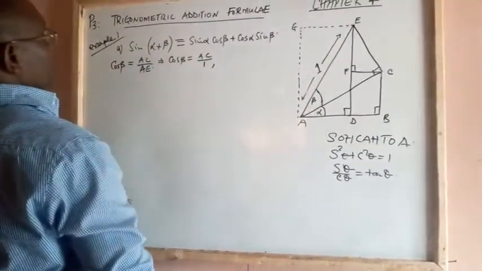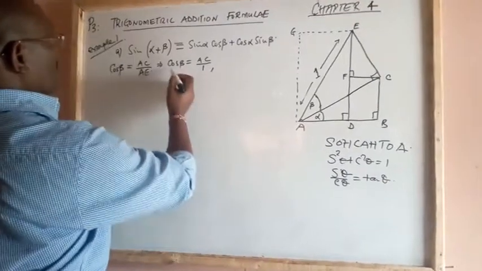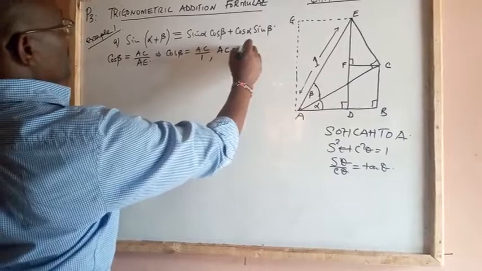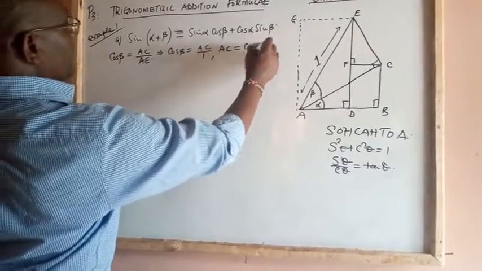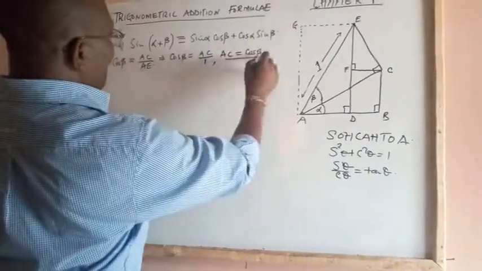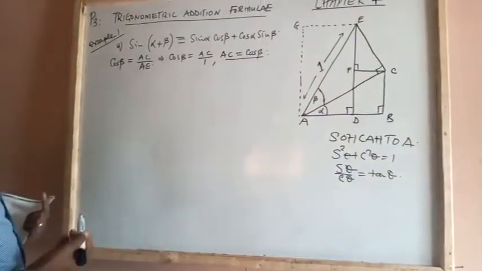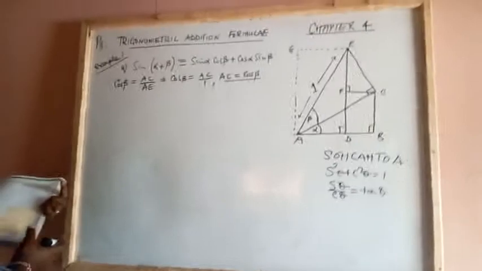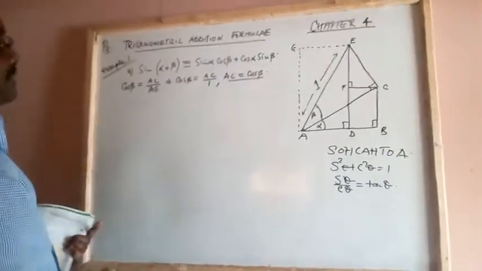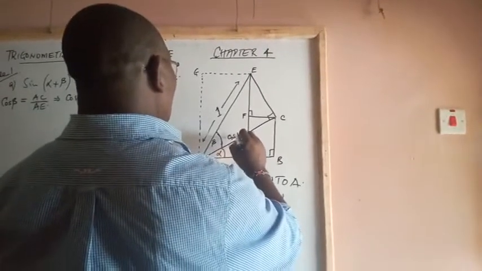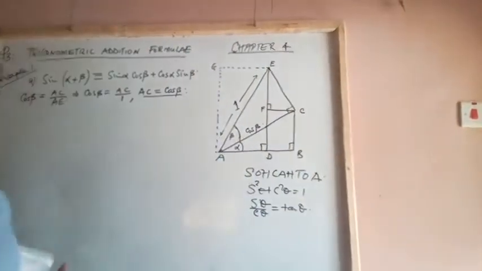So what are we saying? If we cross multiply here, we are saying that AC is equal to the cosine of beta. Underline that. The line AC is equal to the cosine of beta. We can even name it here. Let's start there: the cos of beta, that is AC.